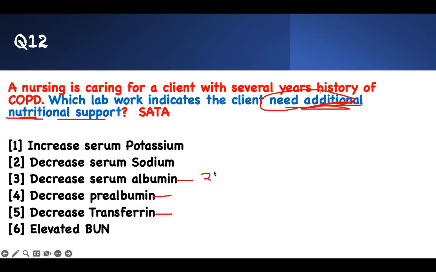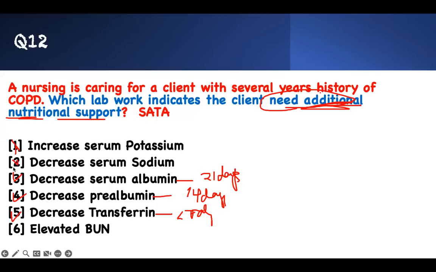Albumin tells you about 21 days how good your nutrition is. Prealbumin, usually 14 days. And transferrin, less than 7 days. So in 2 to 3 days, it can tell you your nutritional status. We like to use the prealbumin and albumin because it's easy. Transferrin is sometimes difficult to get. But these are the nutritional labs. Albumin takes 21 days to give you some idea of your nutritional status. So decreased albumin, decreased prealbumin, and decreased transferrin are all indications of malnutrition.